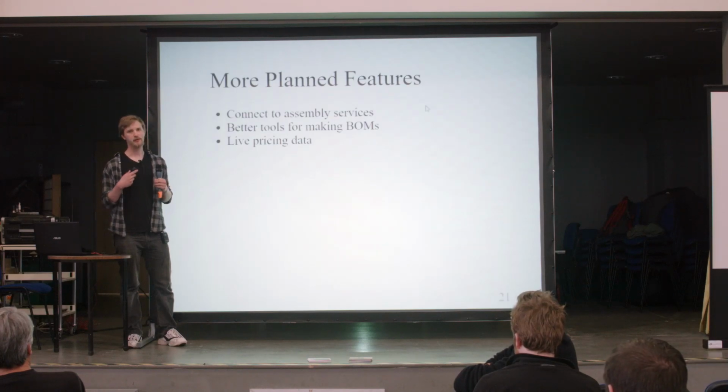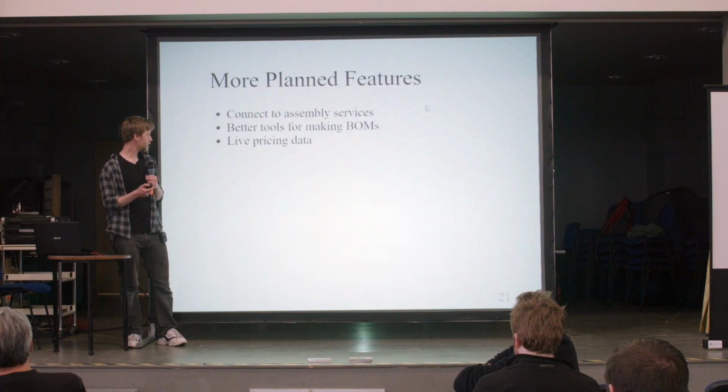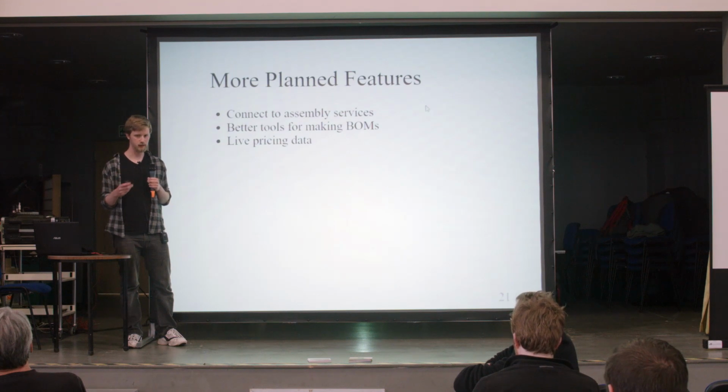The making of a bill of materials is still quite tedious, so we can definitely improve the tools to make that easier. I tried a little bit with the completion feature in the extension, but it doesn't work that well yet. But there are other ways of going about that. Another idea would be to have live pricing data on the site, so you can see exactly where would be the cheapest to order this.